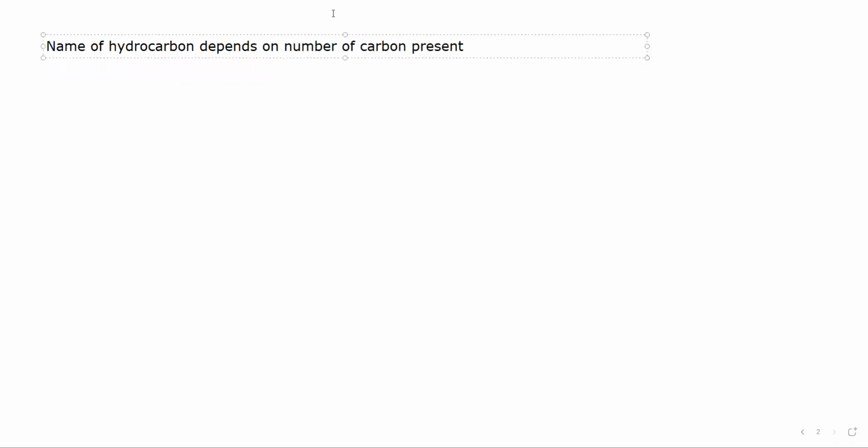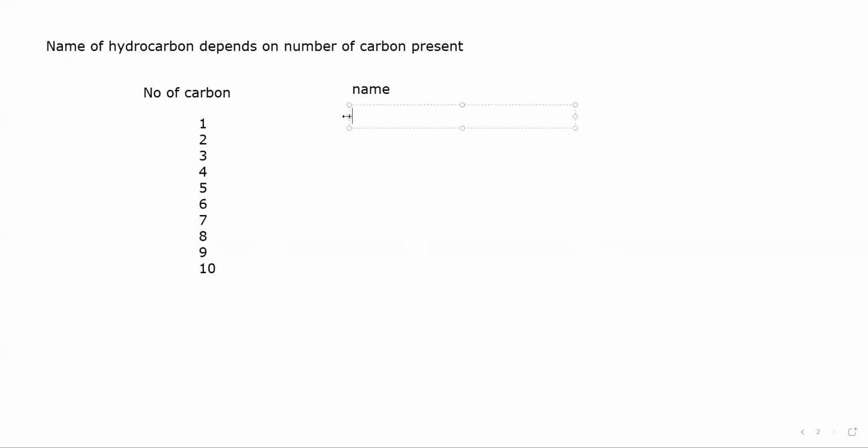So for example, you have to learn the table, the number of the carbon and the name according to it. So you may have 1 carbon, 2, 3, 4, 5, 6, 7, 8, 9, or 10. There are names for 11, 12, and so on, but you have to learn the first 10.